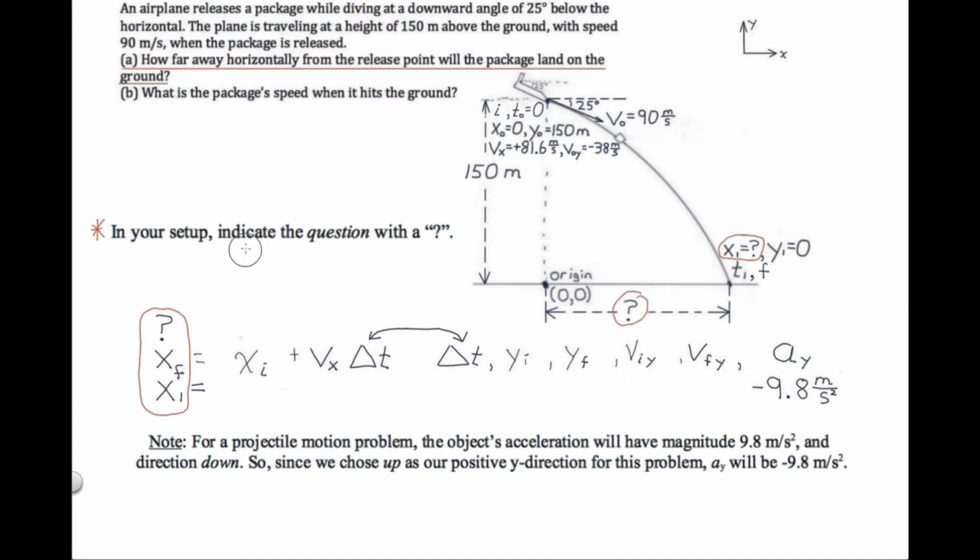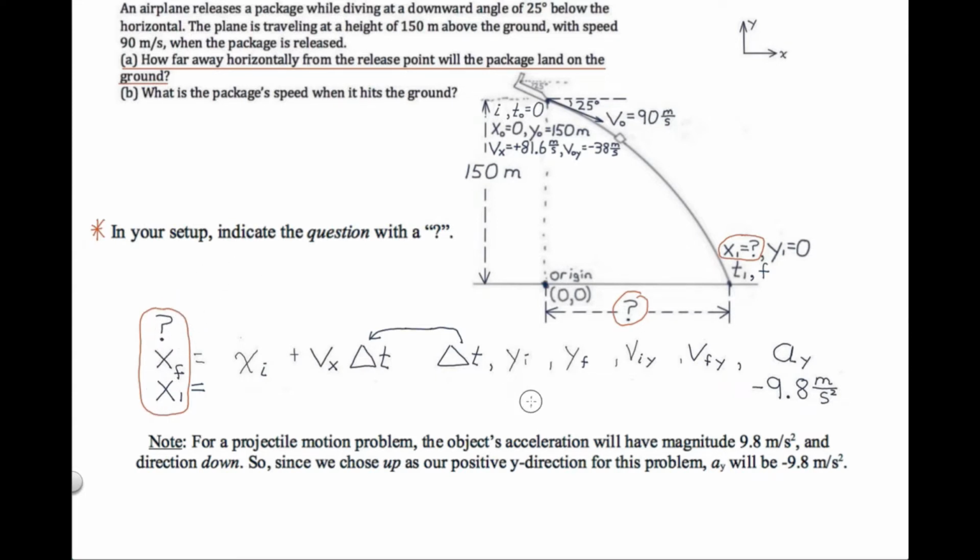Here's how we begin the setup for a projectile motion problem. In your setup, indicate the question with a question mark. We've determined that when we know x1, that will tell us the answer to the question, and we're treating x1 as x final. So we put a question mark above x final in our setup.